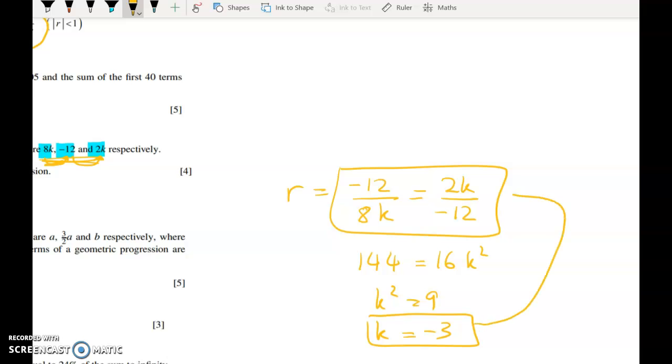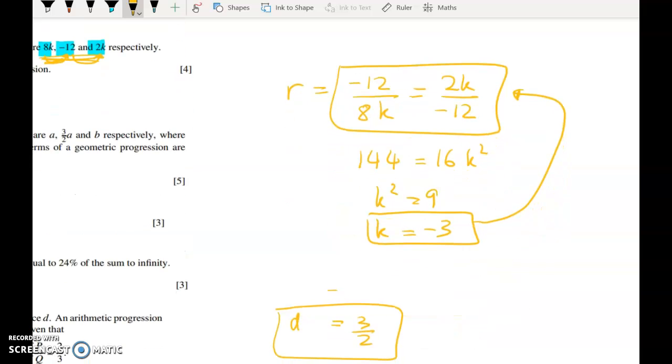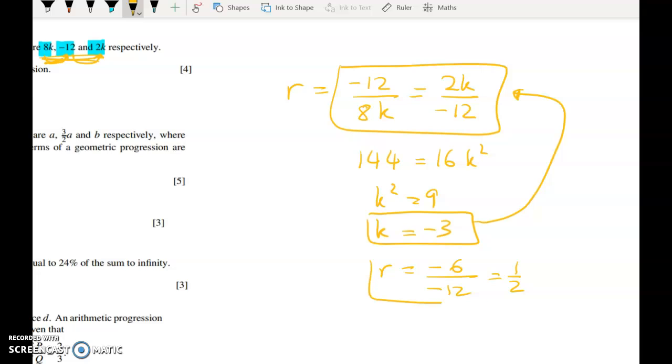And now we can use that to find the common ratio. So r will equal, let's see, r will equal negative 6 over negative 12, which is 1/2. That should make you quite happy because we know we've got to find the sum to infinity. If my r value had worked out as something not between negative 1 and 1, I know that I would have mucked up. That's the first bit done.